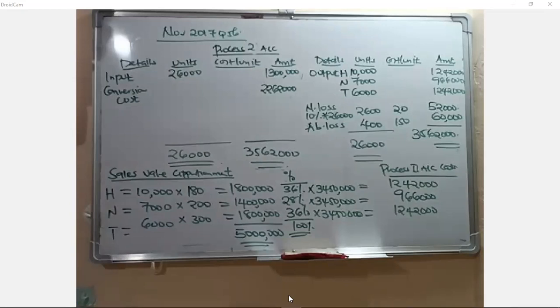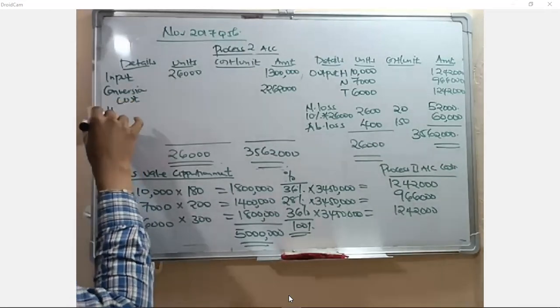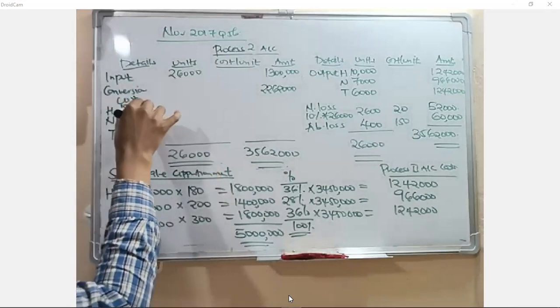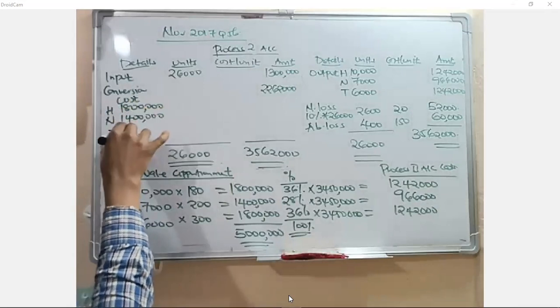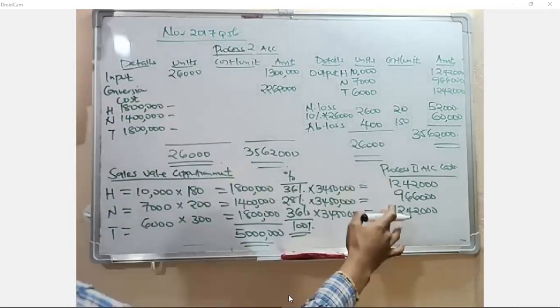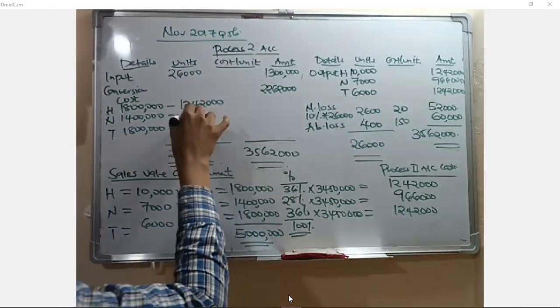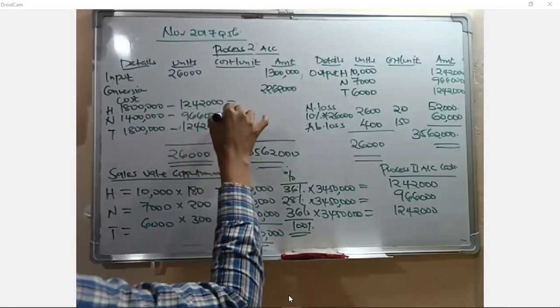Now, examiner can see there is another requirement asking us to compute what? The profit. Just take your revenues to calculate the profit there. You take your revenues, H, N, and T. So the revenue we have 1800, here we have 1400, and here we have 1800, minus the cost. The costs we have are these ones that we are able to calculate: 1,242,000, the other one is 966,000, 1,242,000.